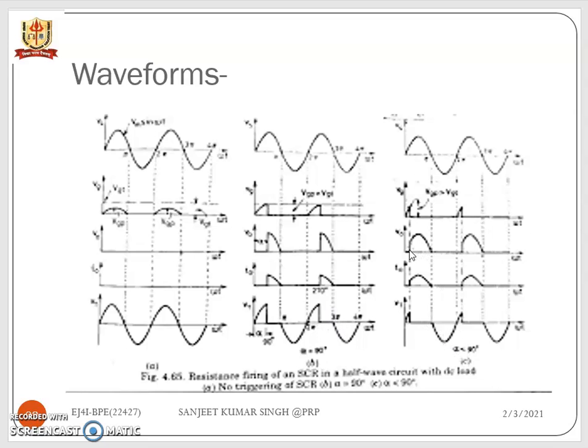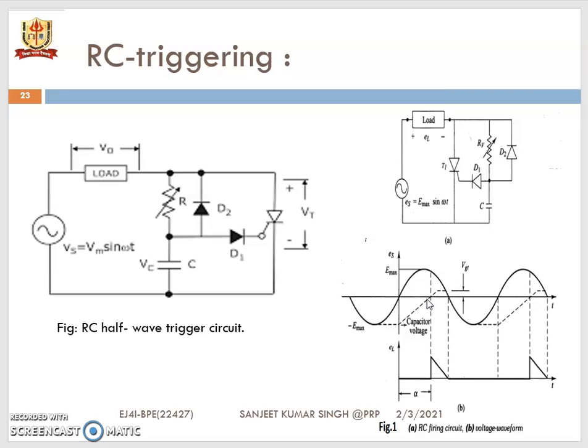When the firing angle is reduced, more load voltage is obtained, more power is obtained. So that power could be ranging from 100 to 50% with the firing angle 0 to 90 degree. Now the second method, RC triggering method.